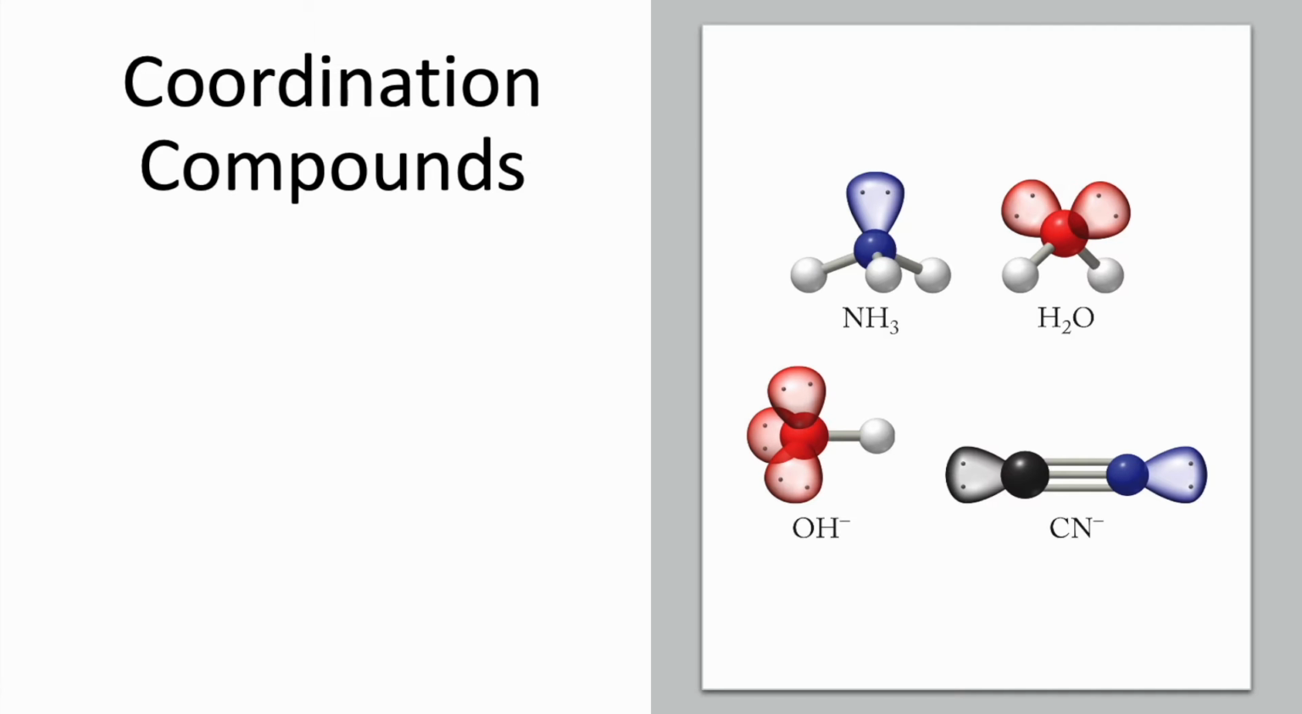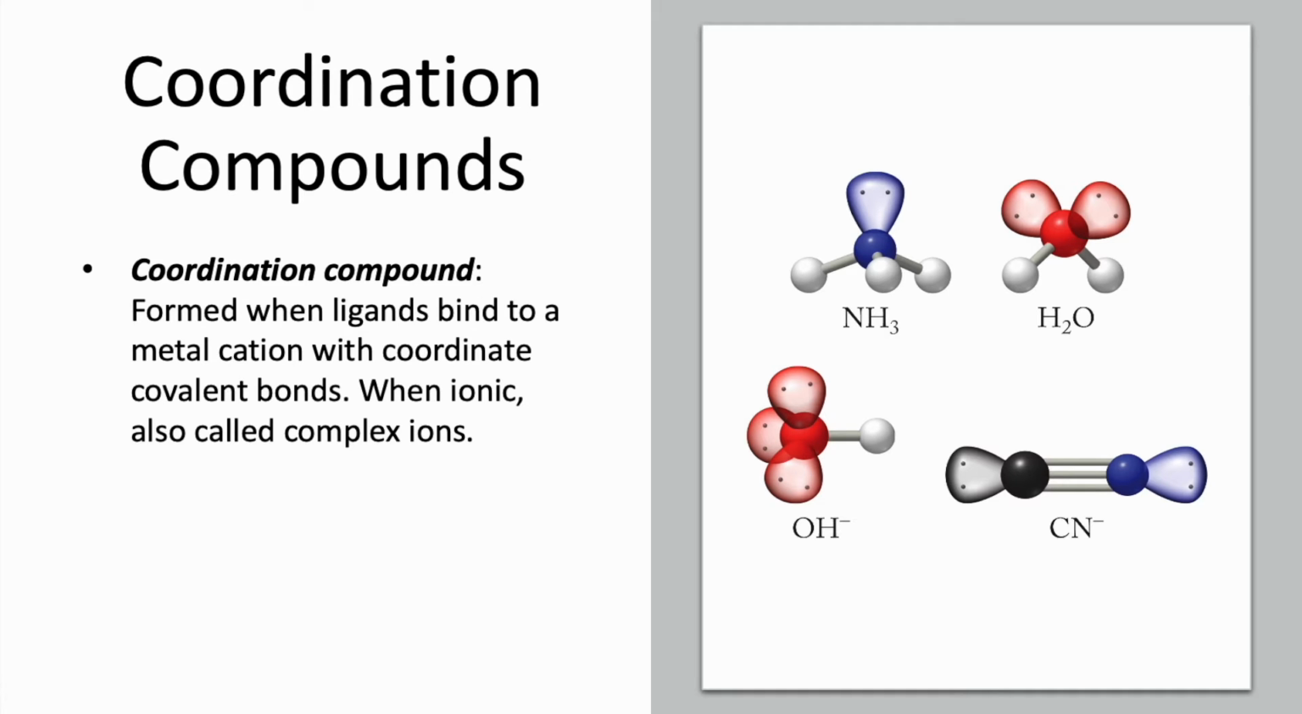Okay, so now what are some of these ligands? Here are examples of common ligands: ammonia, water, hydroxide, cyanide. And notice we're highlighting here that they have those lone pairs. And this is super important because in order to make this type of bond where both of the electrons are coming from the ligand, they have to have a lone pair to do that.